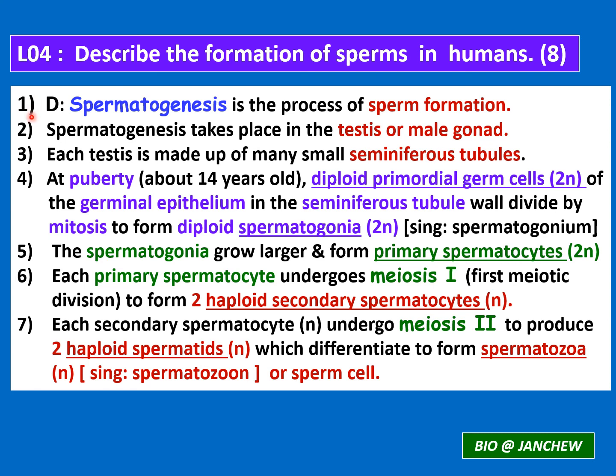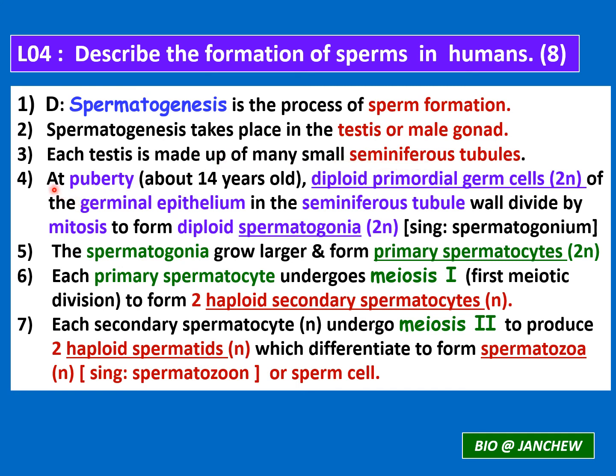So here I'll read through the notes very quickly, and you can also copy the notes down in your notebook or as a practice to memorize it. So the definition for spermatogenesis is that it's the process of sperm formation, and it takes place in the testis, or the male gonad, in males. Each testis is made up of many small seminiferous tubules.